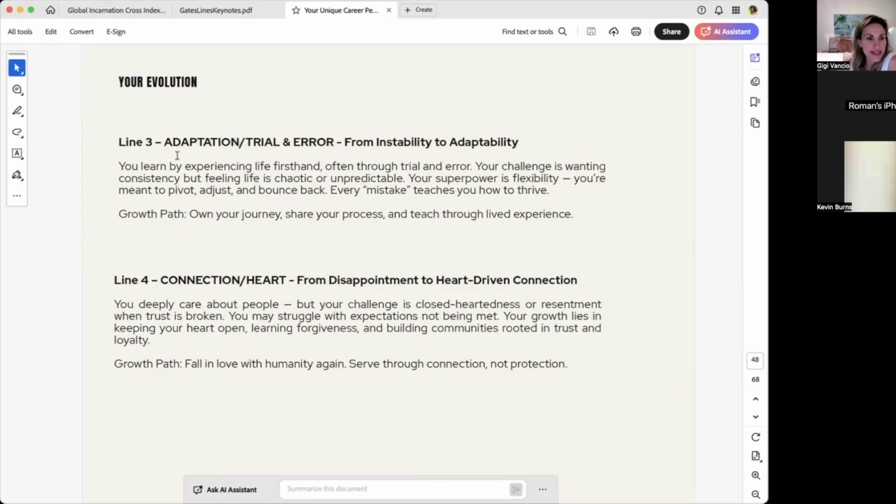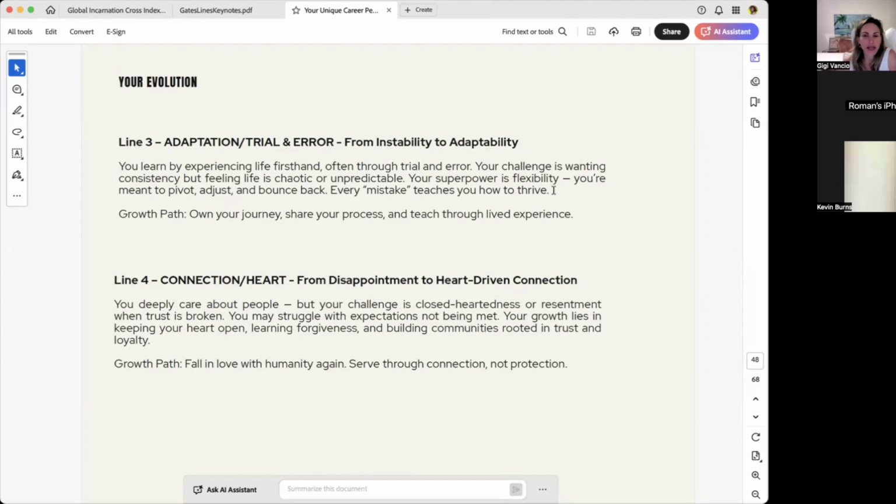Line 3 is adaptation. So trial and error, from being unstable or instability to adaptability. And it's learning by experiencing life firsthand through trial and error. Your challenge is wanting consistency, but feeling life is chaotic or unpredictable. Your superpower is flexibility. So you're meant to pivot, adjust, and bounce back, and every mistake teaches you how to thrive.